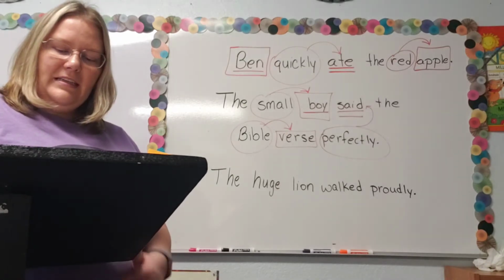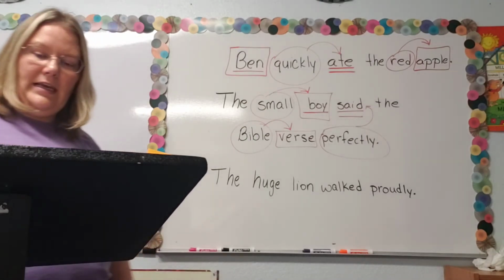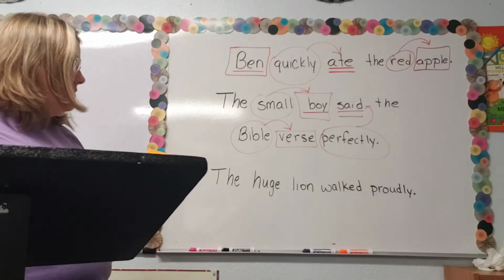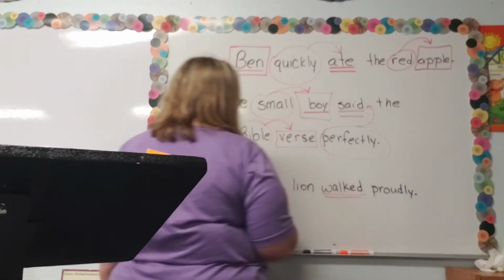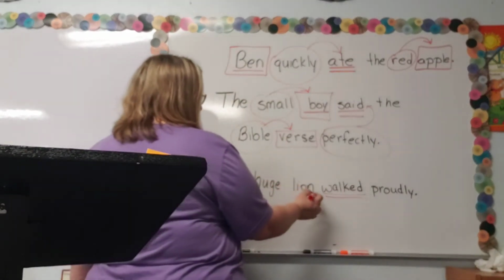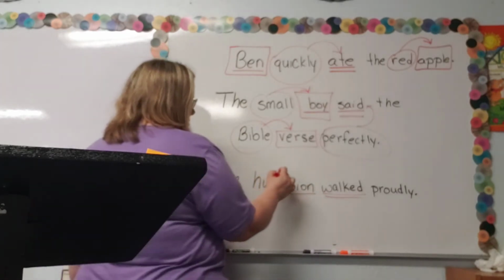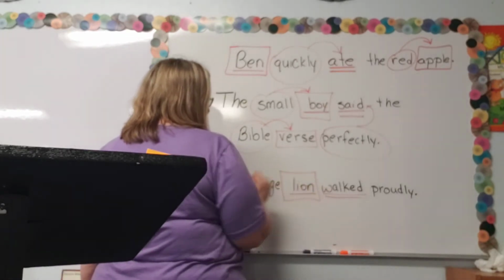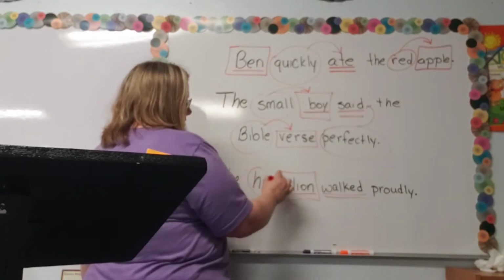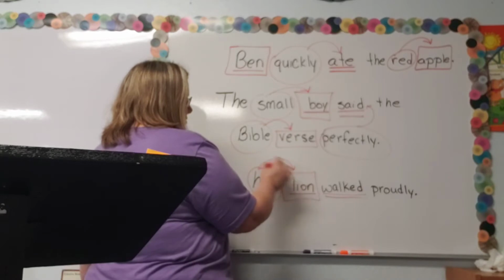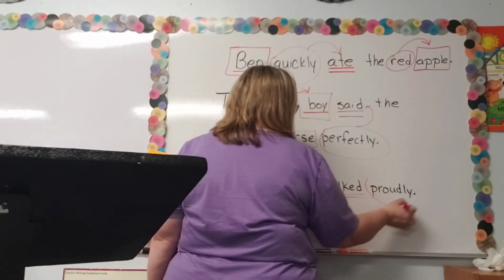All right, let's look at the next one. The huge lion walked proudly. Okay, draw 2 lines under each verb. We have walked. Okay, then the next step, draw a line under the subject. Okay, then step 3, box the nouns. Step 4, huge is describing lion, so it's an adjective. Adjectives describe your nouns. Okay, then we need your adverb. How did we walk? Proudly.